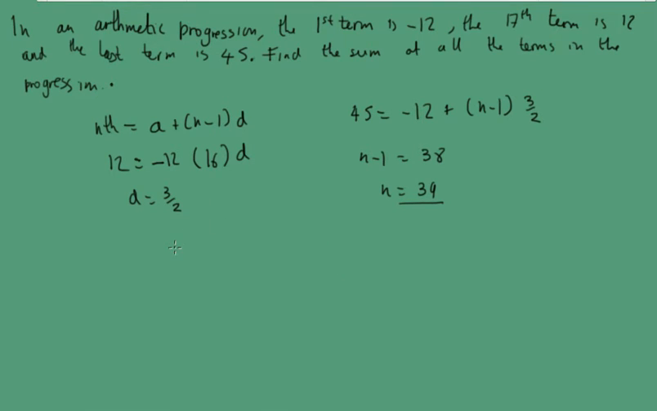So now we're going to find the sum of the progression. So Sn is n over 2 (a plus l). N is going to be the number of terms, 39. So it's 39 over 2, first term was minus 12 plus the last term, which is 45, and that will give us 643 and a half.